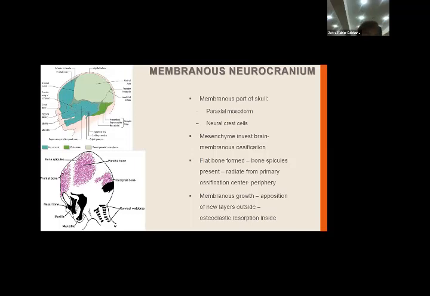The brain is surrounded by mesenchyme. This mesenchyme surrounding the brain develops into the flat bones of the skull. Now how are these formed? To begin with, small dots of ossification begin. Bone spicules form small, star-shaped areas in which bone develops.